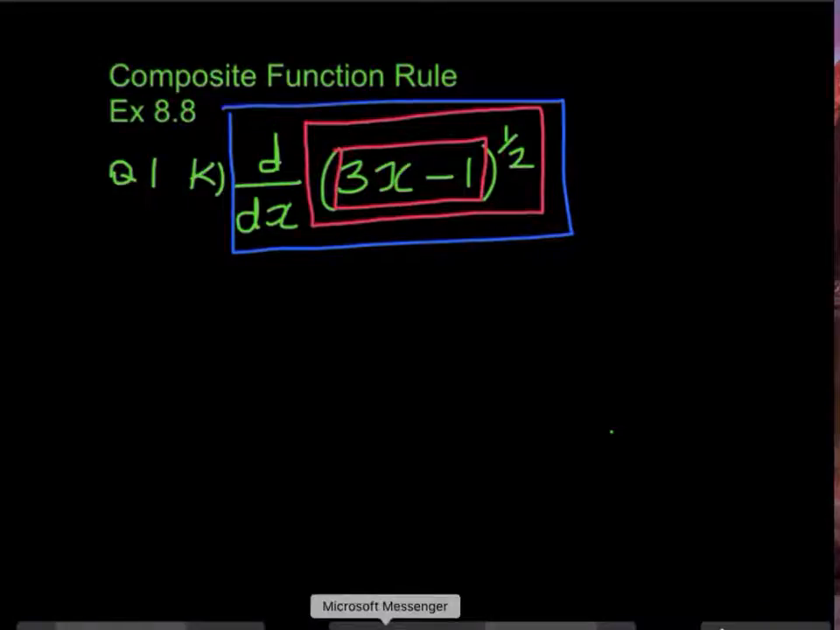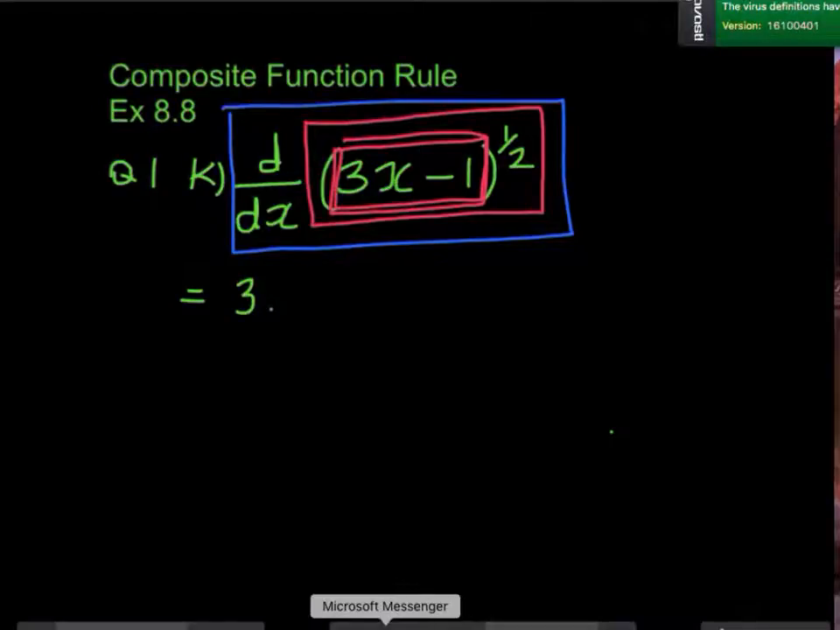So the way that we go about finding the derivative of this expression with respect to x is, first of all, I start with the part of the function that is inside the bracket, so that's this part here. We work with that and we find the derivative of that part of the function. Really what we're doing is finding the derivative of 3x minus 1, and the derivative of 3x minus 1 is going to be 3.